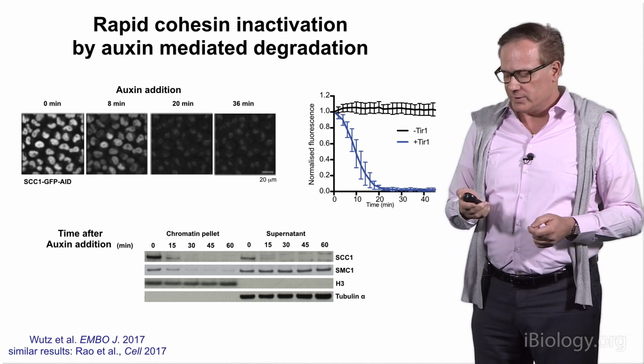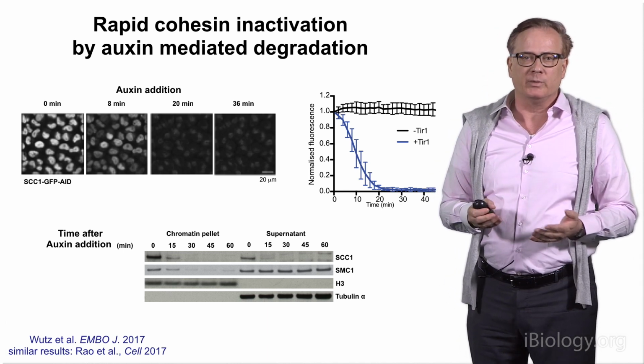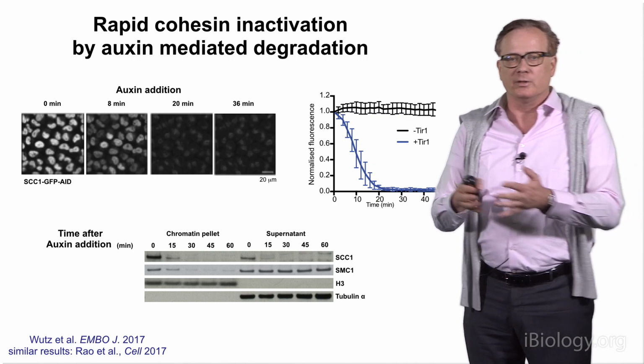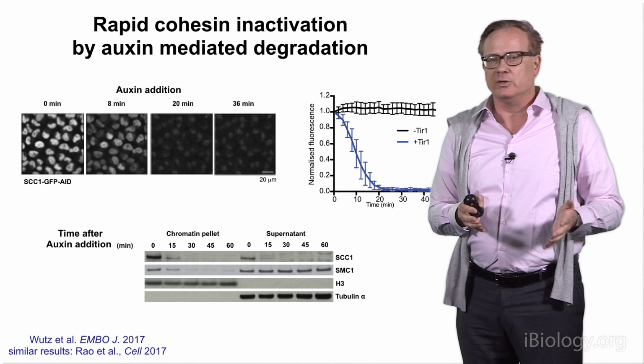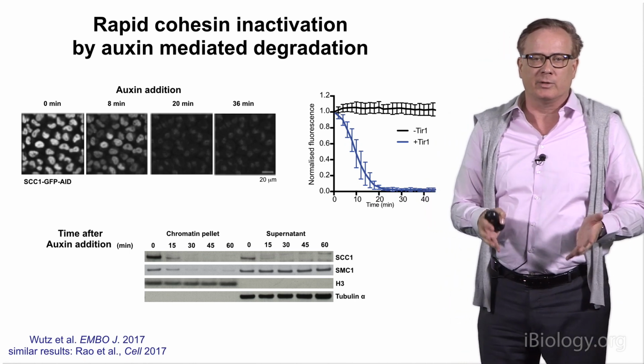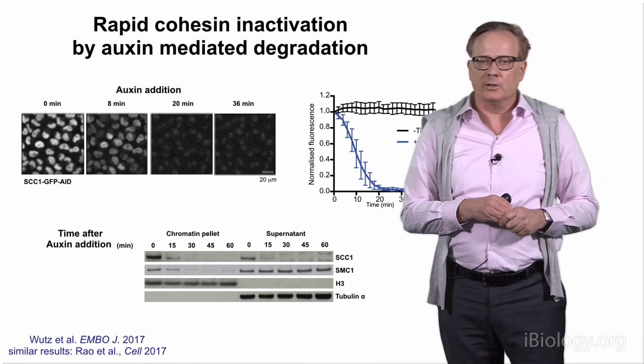Now, we did this for the cohesin subunit SCC1, which we tagged with such an auxin-inducible degron tag, AID, but in addition also with GFP, so we could visualize it by fluorescence microscopy in cell culture.